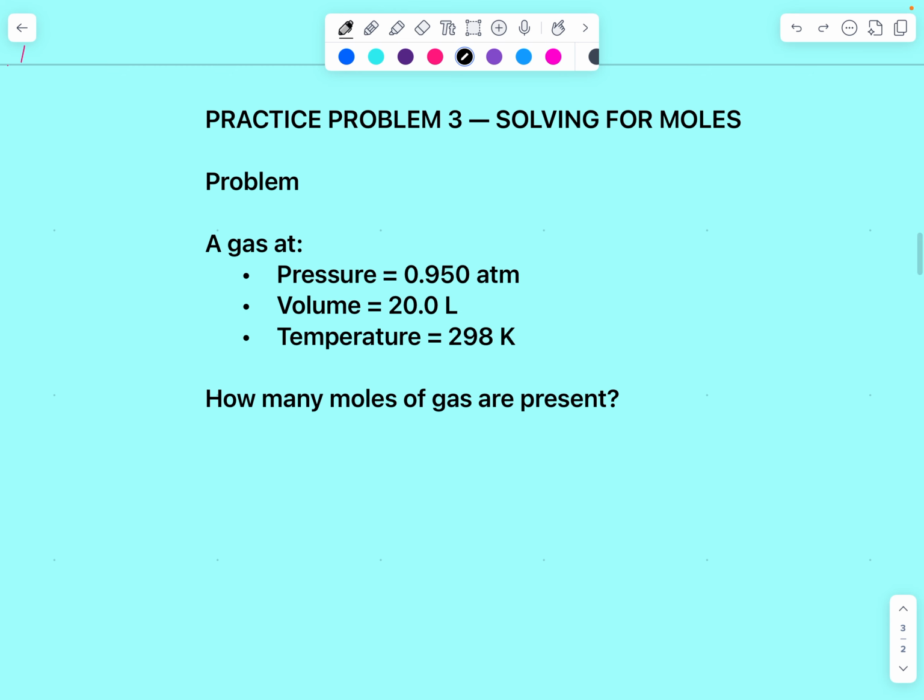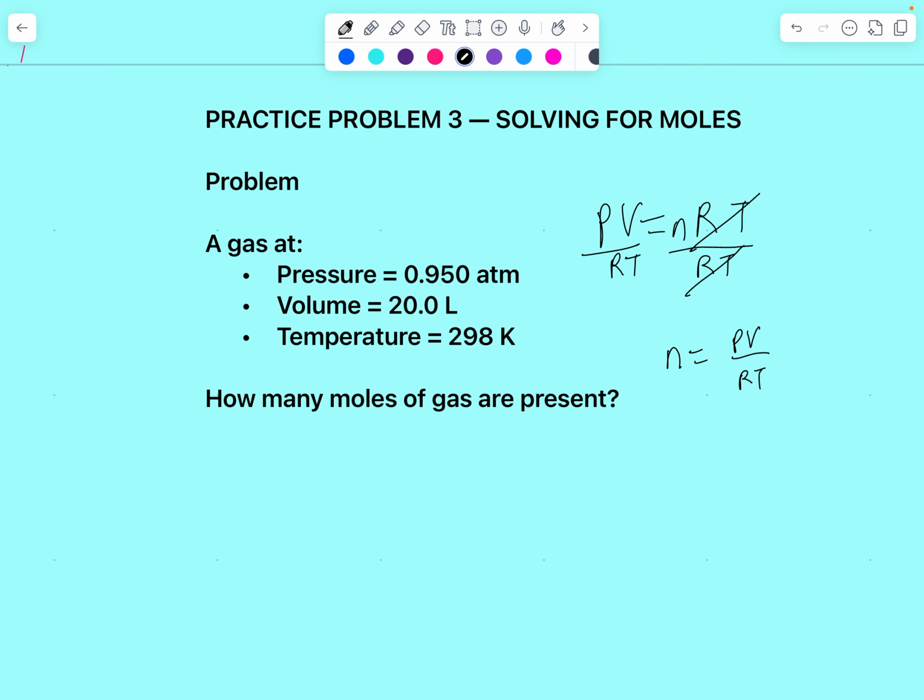So here we are told a gas at a pressure of 0.950, a volume of 20 liters, and a temperature of 298 Kelvin. And they want to know how many moles of gas are present. So we have to write out our formula, which is PV equals nRT. How many moles? They're asking for the n. So I need to divide both sides by RT to get rid of it. I want n alone. So I have n equals PV divided by RT, because what I did on one side, I must do to the other.